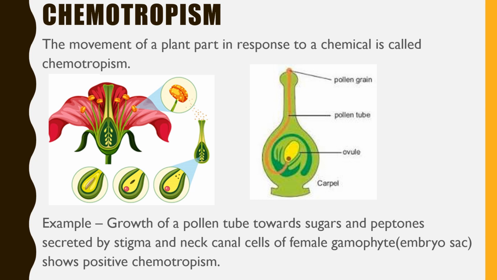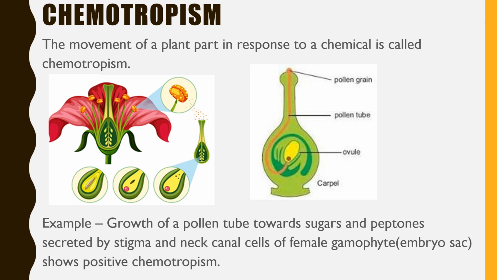Another movement is chemotropism. Chemotropism is the phenomenon of growth of plant organs in response to chemicals. The pollen tube of angiosperms grows towards sugar and peptone secreted by the stigma and the neck canal cells of the female gametophyte, that is the embryo sac.